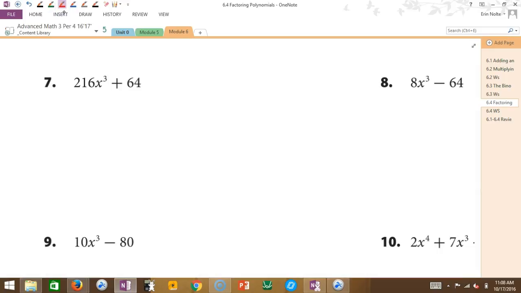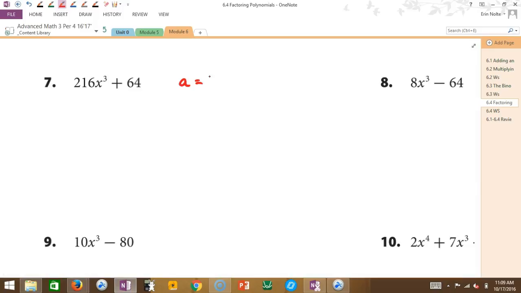Okay, which one is it? Which scenario? It's a cube because did you recognize 64? And also the first term is x cubed. So we're doing a sum of cubes. Help me out. What's my A? What number has been cubed to make 216x cubed?